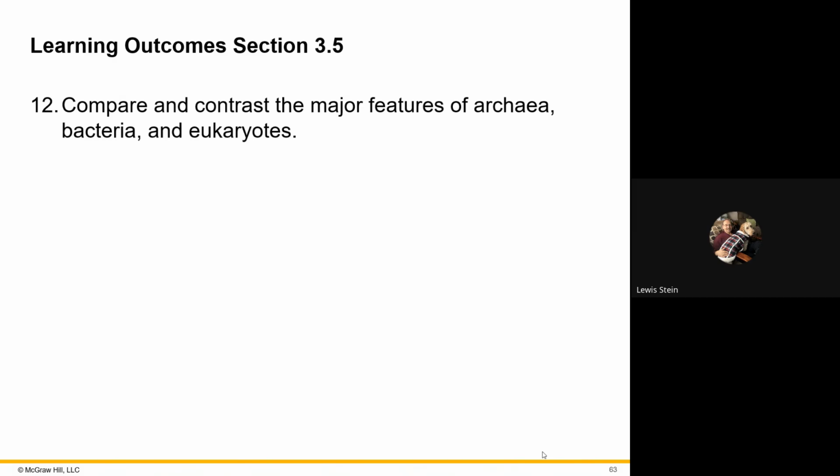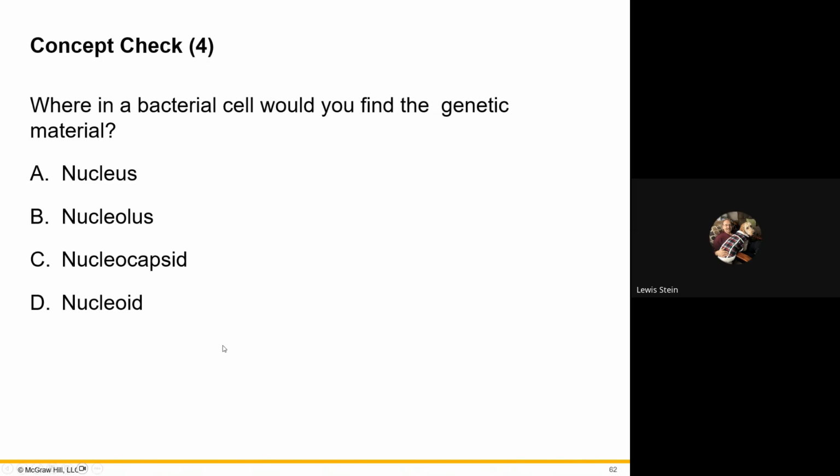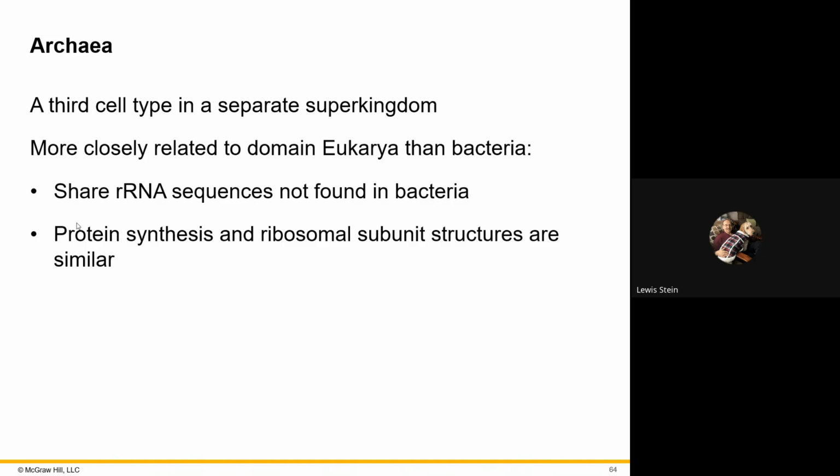See, for instance, why wouldn't it be the nucleolus? Because it's a bacterial cell, it has to be a nucleoid. They don't have a nucleus, nucleolus. They don't have a nucleocapsid because that's a virus. They certainly don't have a nucleolus. Read the question, and look at all the answers.